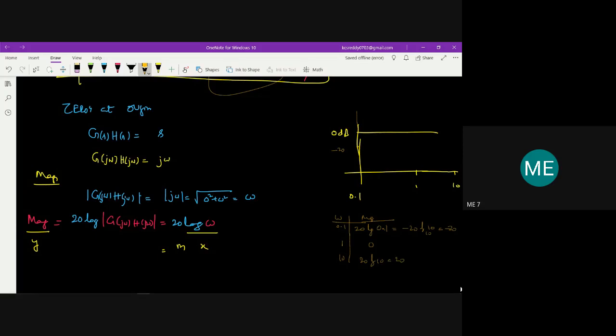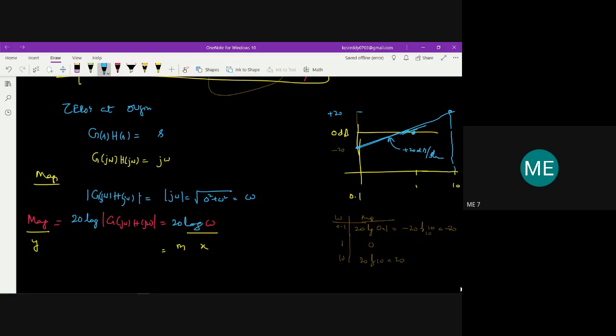So at omega equal to 1 this is the point, and at omega equal to 10 I'll be getting plus 20 dB, this is the point. So this is the line which is in an increasing trend. The slope of this line is going to be plus 20 dB per decade.